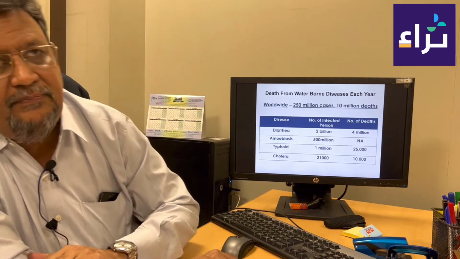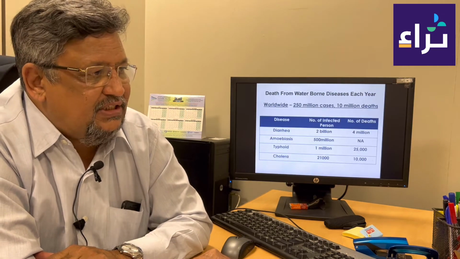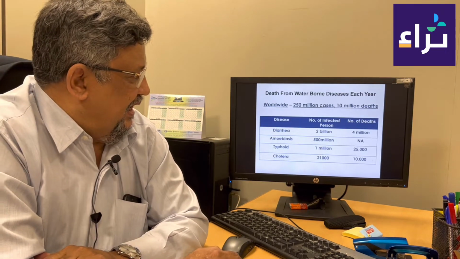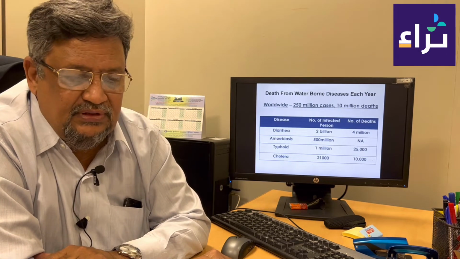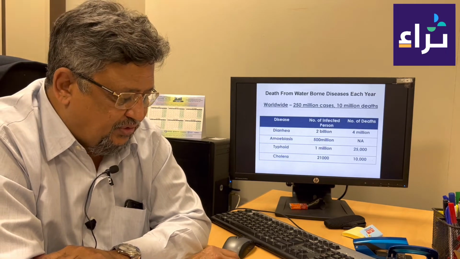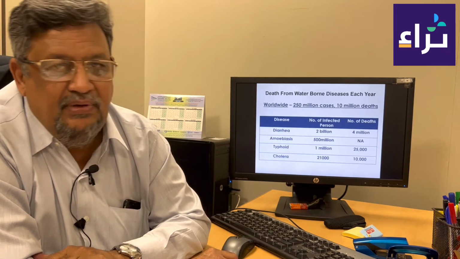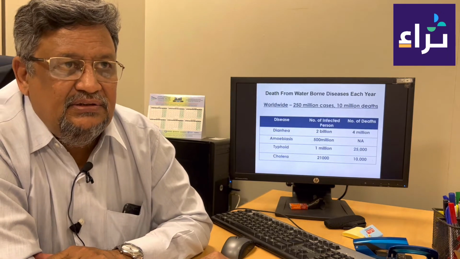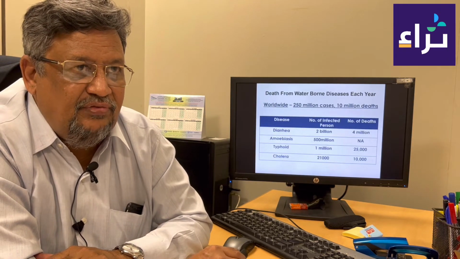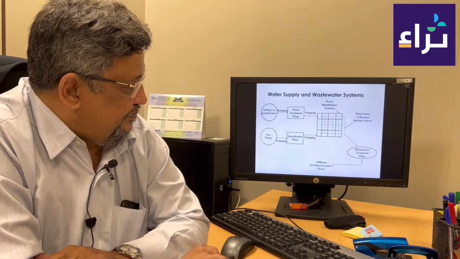Now, water is directly linked to our health. Just to have an idea, about 250 million cases are reported with respect to health because of the water. And out of that, every year there are 10 million deaths. 10 million is a very large number. This is the biggest reason of deaths, and it is because of the poor quality of the water.